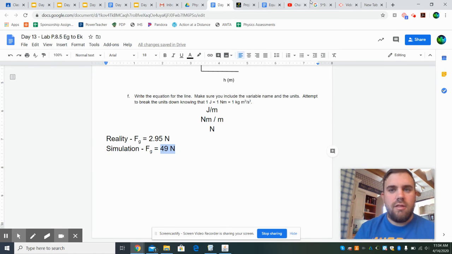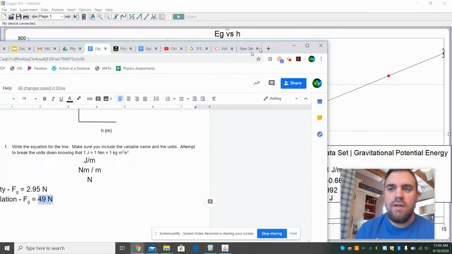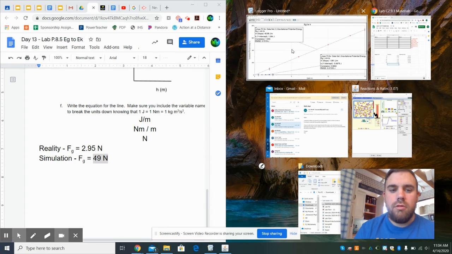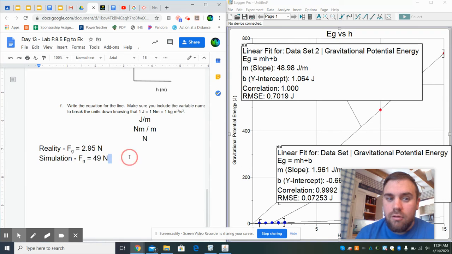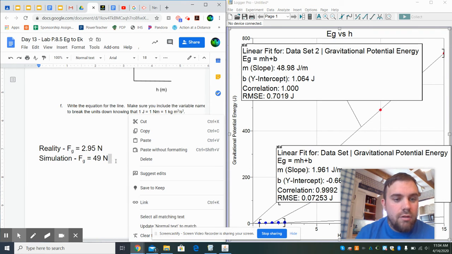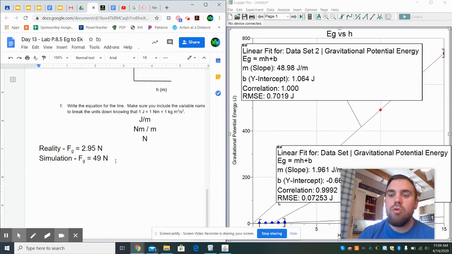So now let's just say, how does that compare to my slope? Let's look at the simulation value first. I'm going to do this side by side view if I can. I know it's kind of hard to see the graph here, but the top one is the simulation. So the slope is 49, if I round it, 49 newtons. Oh my goodness. The slope of the line represents the force of gravity acting on the object.